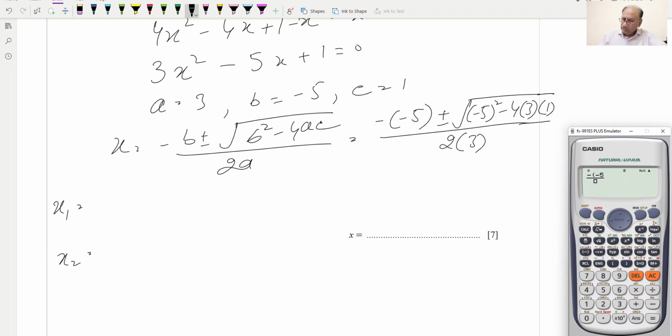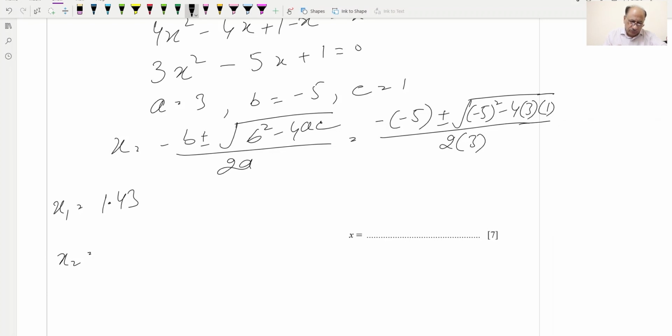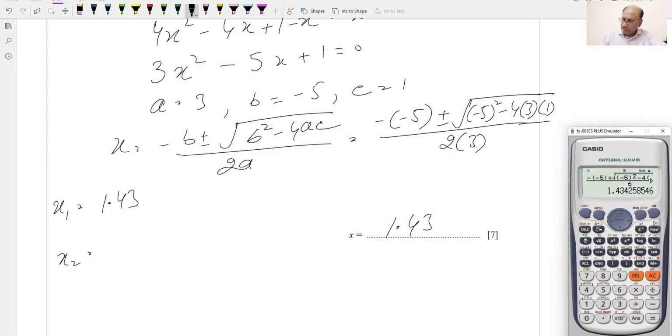So minus 5 this one, and plus, and next will be root of minus 5 squared, and minus 4 into 3 into 1. I'm writing everything for your understanding, and this will be 2 into 3 will be 6, and this is equal to this one. If we take the decimal value, it will be 1.43. So 1.43 is one answer which we can provide. We will check for the second answer.